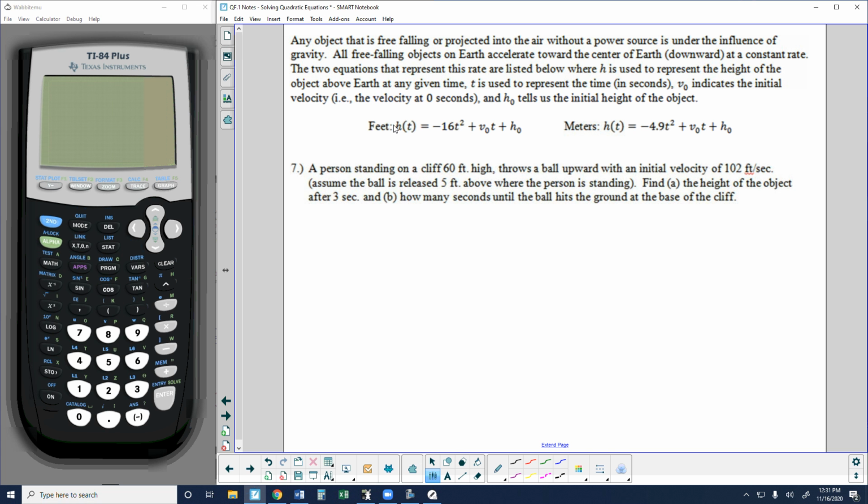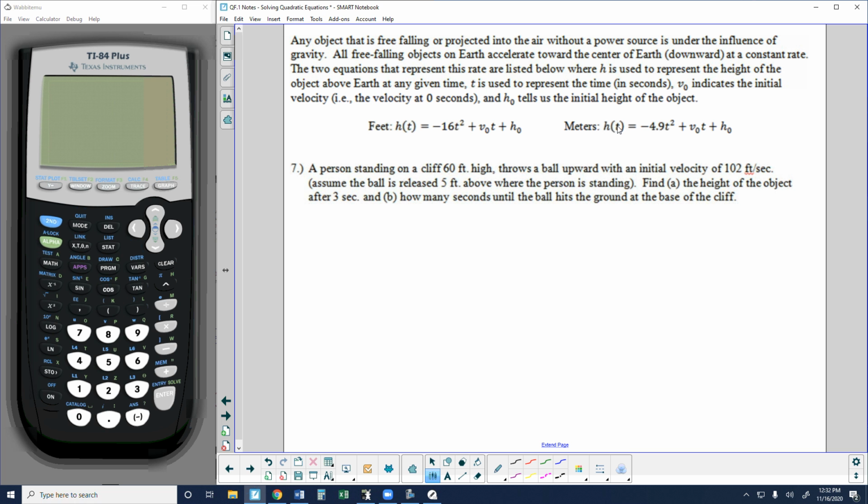So the height in feet would be h of t equal to negative 16t squared plus v sub 0 times t plus h sub 0, where v sub 0 is the initial velocity, so how fast it would be moving at the instant that it was released, whether that's downward or thrown upward. H sub 0 is the initial height, so the location where that object was released.